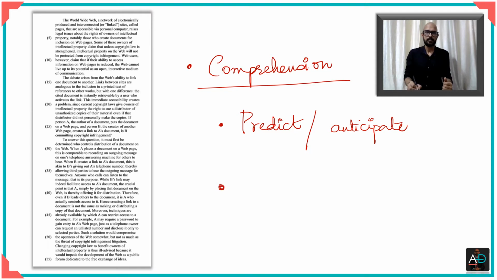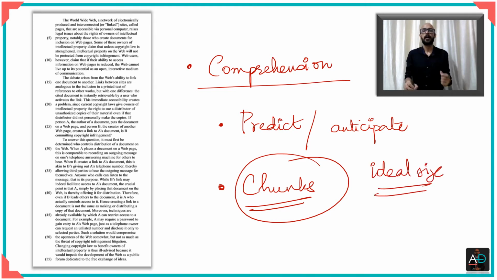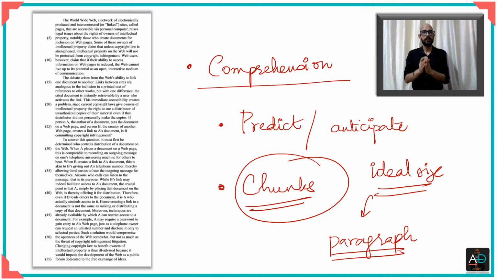The second thing is, how much do we read at one point? This is what you call making proper chunks, right? It's called chunking. So you have an entire long passage. Now you can break it down into some parts. Now what is the ideal size of a chunk? I'd say the ideal size of one chunk is a paragraph, right? So one paragraph is one ideal chunk.